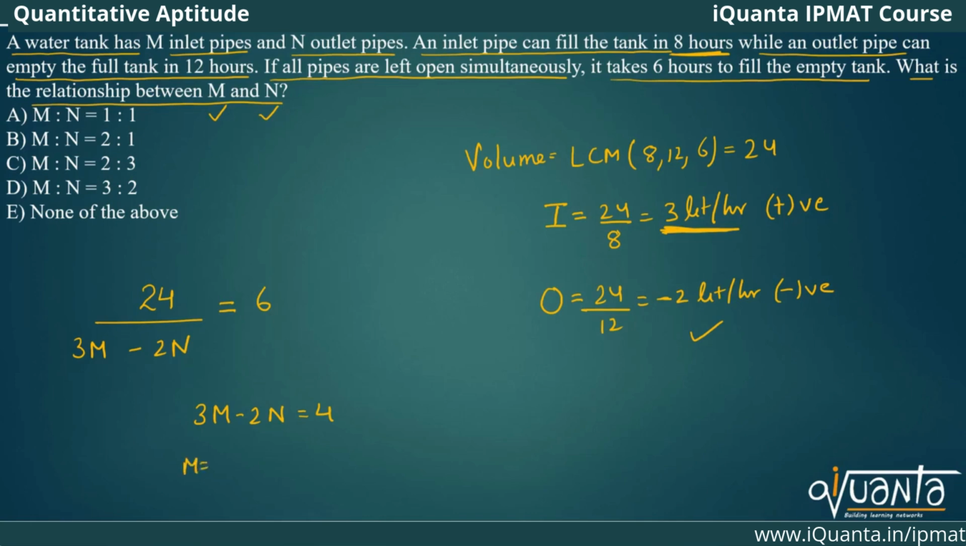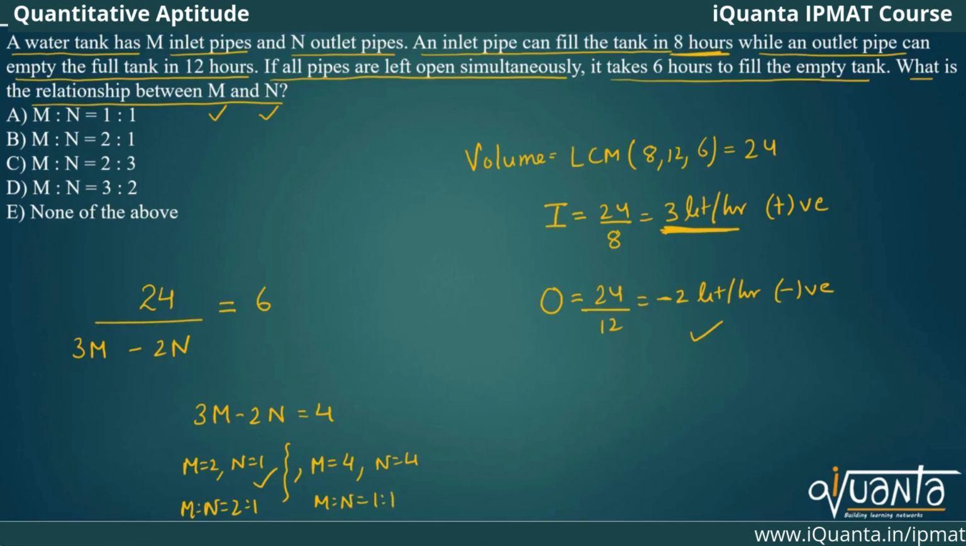So if m is equal to 2 and n is equal to 1, then this follows: 3 into 2 is 6, 6 minus 2 is 4. So this is one value for which it is following. Another set of values can be m equals to 4 and n equals to 4. So we have two cases here. In one case m ratio n is 2:1. Here we have m ratio n as 1:1.